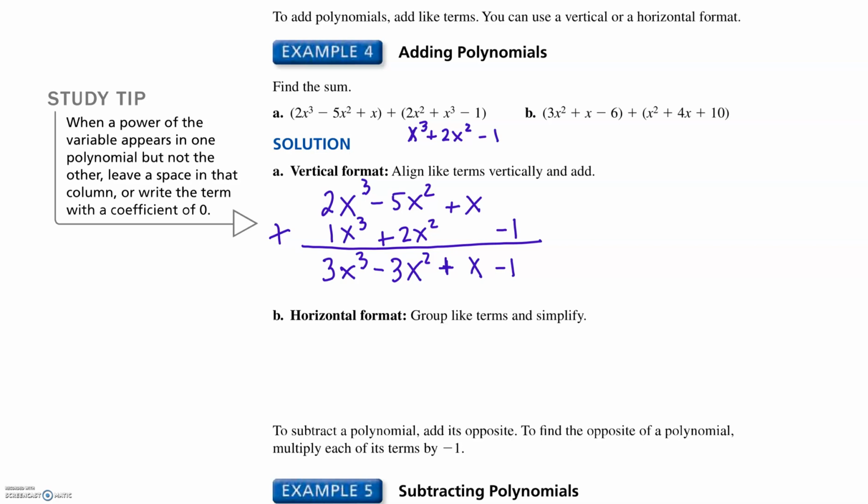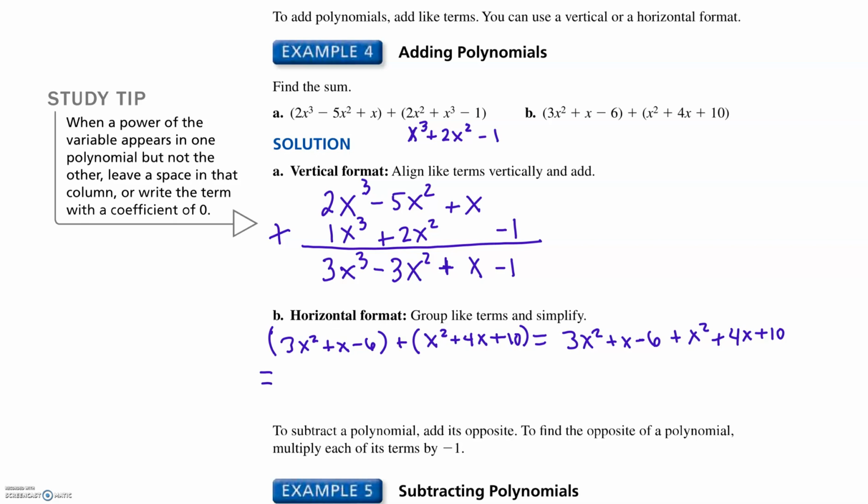The horizontal format, where I'm going to write down the 2 polynomials. We have 3x squared plus x minus 6, and I'm going to add to that x squared plus 4x plus 10. Okay, so I'm going to get rid of the parentheses. 3x squared plus x minus 6 plus x squared plus 4x plus 10. The parentheses are just grouping. They're really not doing anything else.